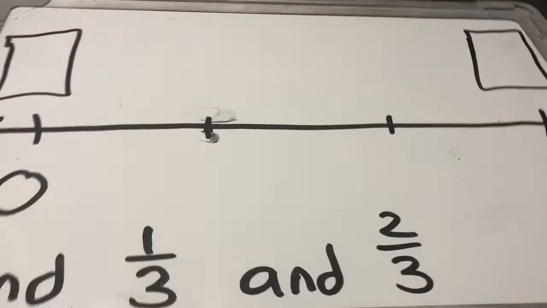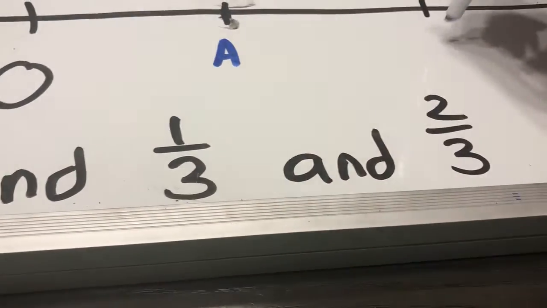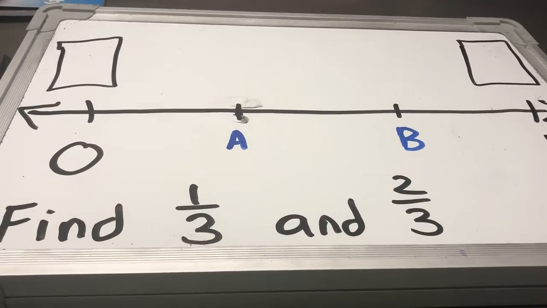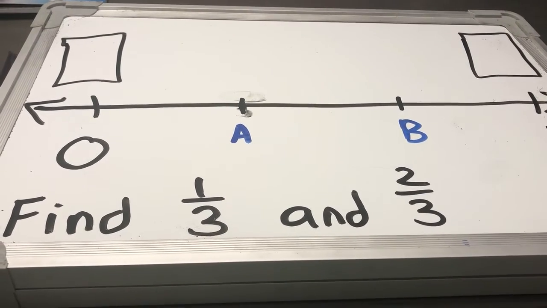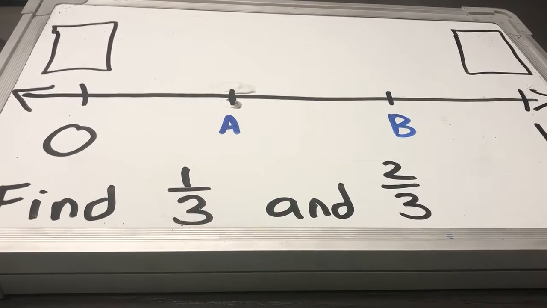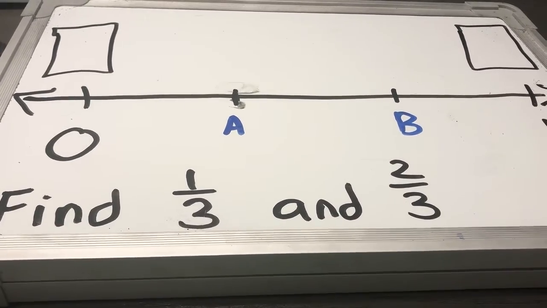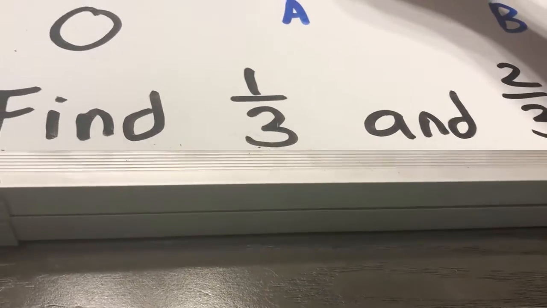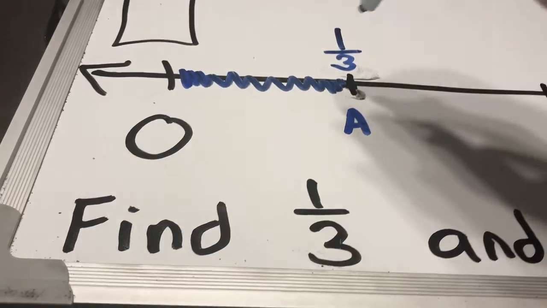All right. We have some points on this number line. We have A and B. Your job first is to tell me which point shows 1/3, A or B. Good. 1 out of our 3 total parts, letter A, shows 1/3.